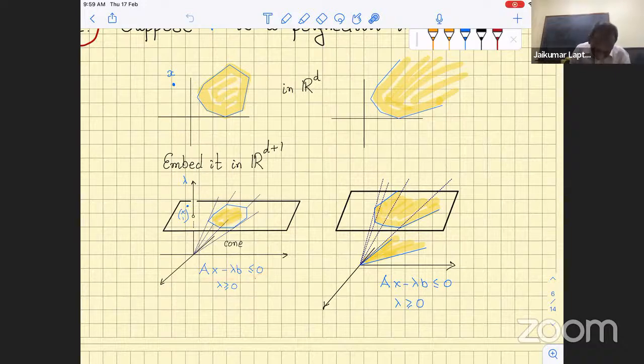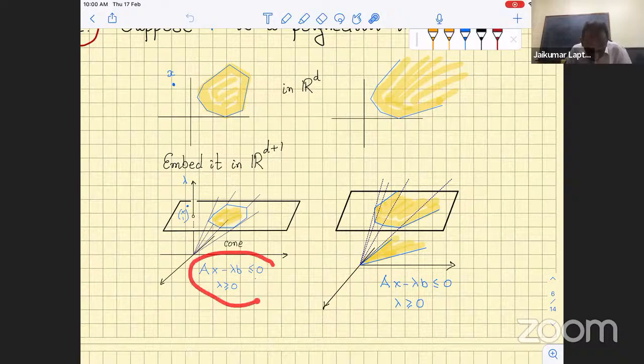So what does this object look like? In this case, it looks like you take this old polyhedron and you complete it as a cone. You take this origin and you complete it. And if you think about it, the equation for that will be like this.